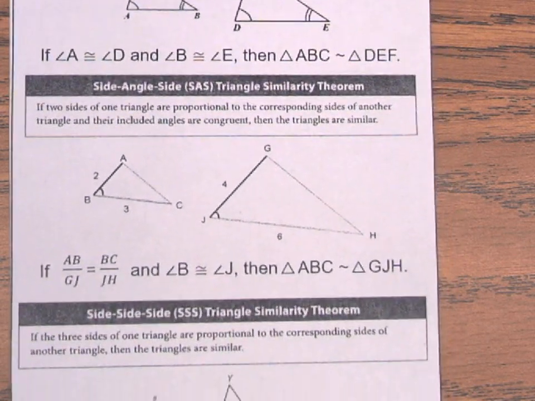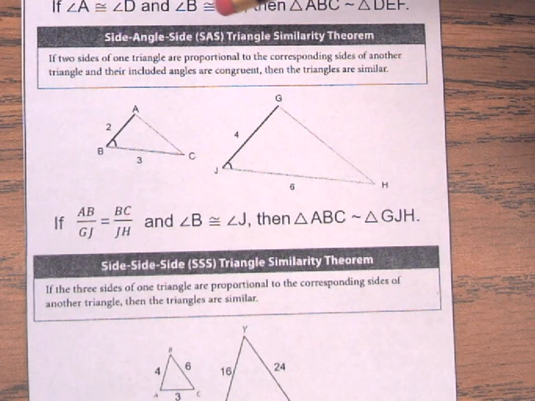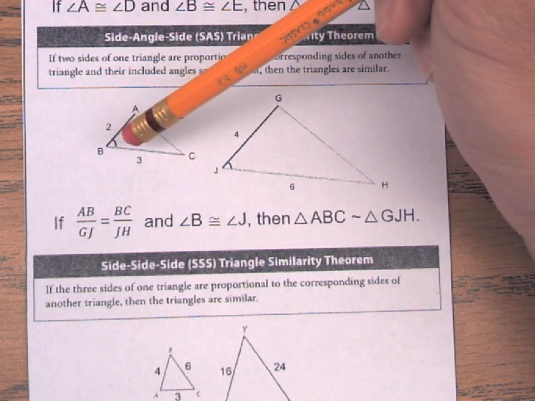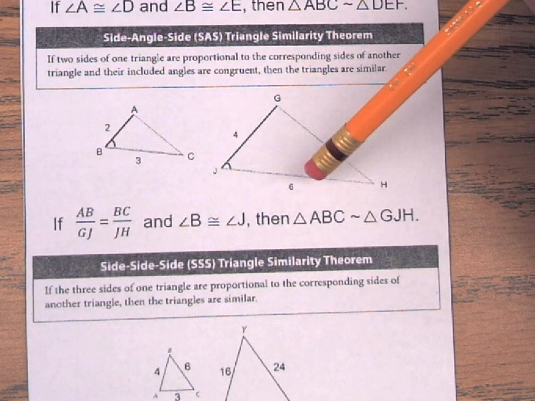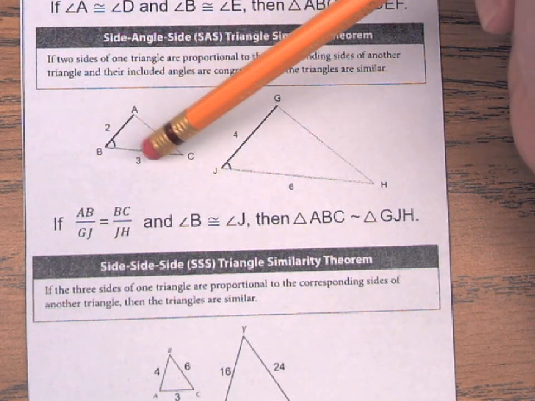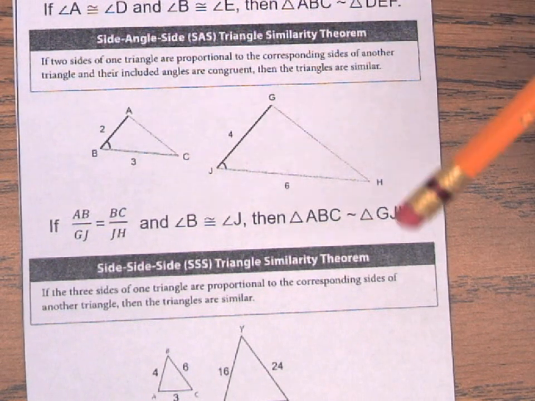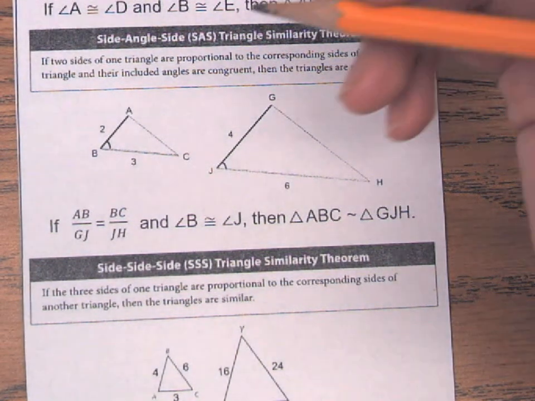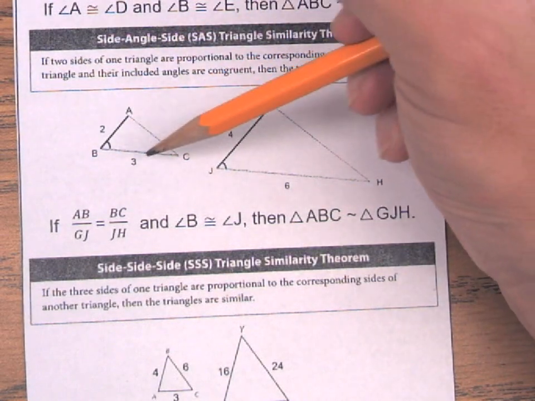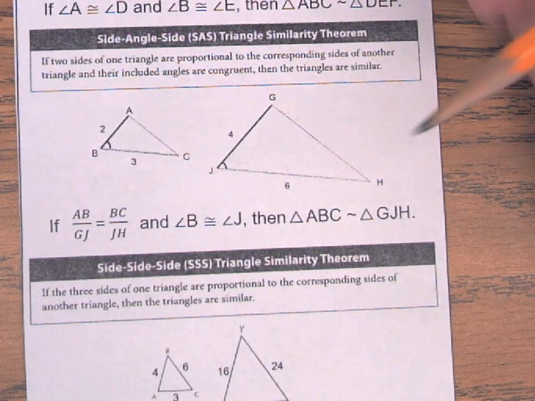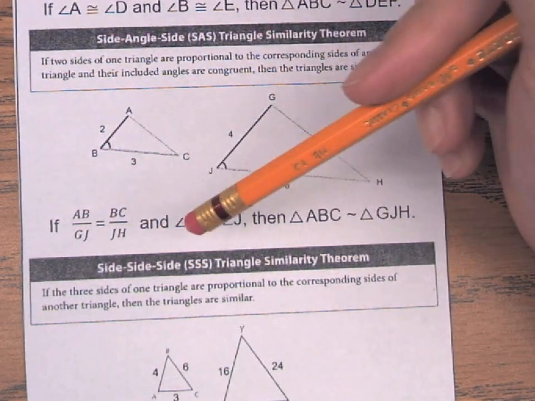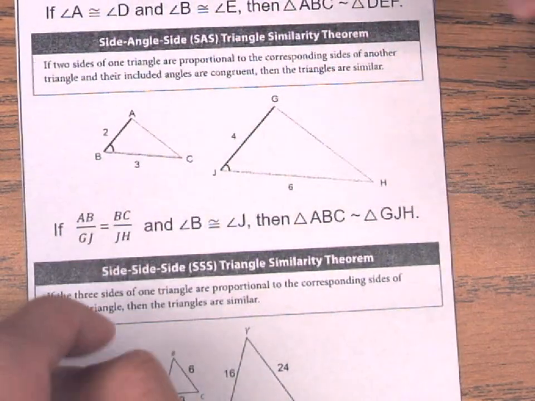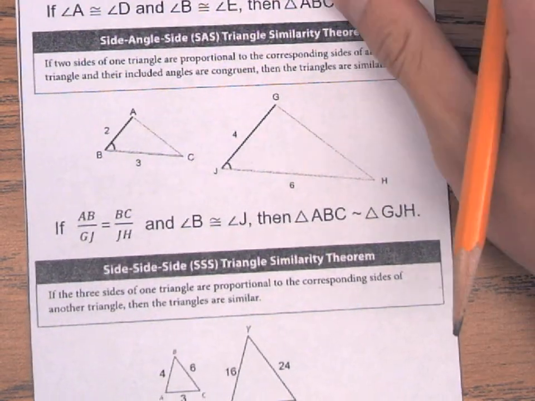And then there's also the side-angle-side triangle similarity theorem. This theorem says that if you find that two sides are proportional and you have a pair of included angles that are congruent, then these triangles are going to be similar to each other. If you think about it, 2 divided by 4 is 1/2, 3 divided by 6 is 1/2. So these proportions are the same, and then these angles are congruent. This is by side, angle, side. The angle is included between the two sides.